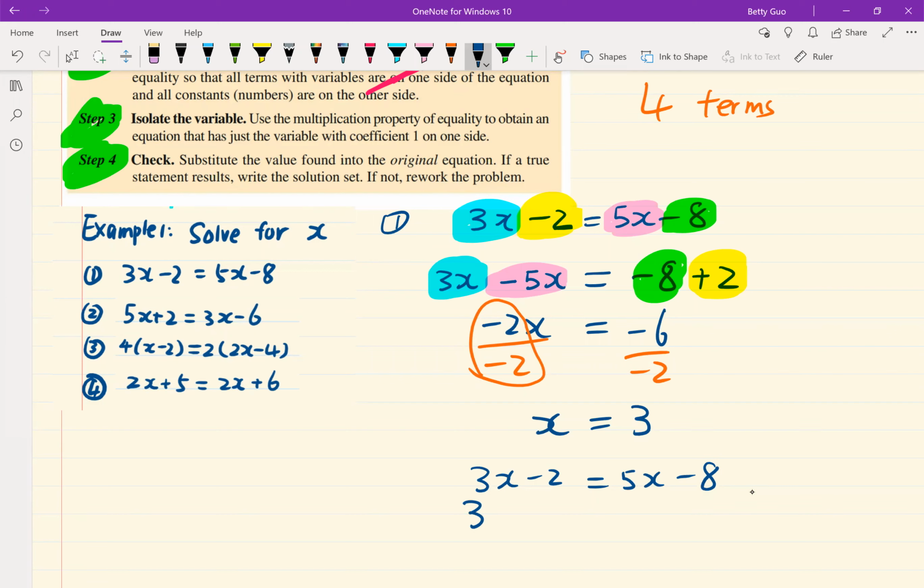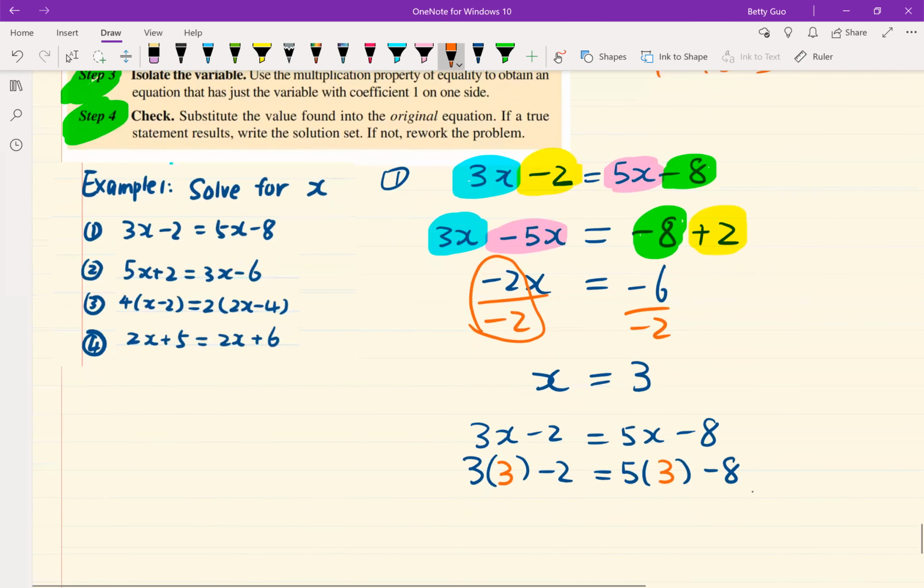Here we copy everything except x. We use parentheses to hold a place for x, and put a 3 inside the parentheses. That's how we substitute 3 for x. We also call that plug in x equals 3, or sometimes we say replace x with 3. They all mean the same thing. You put a 3 in the place of x.